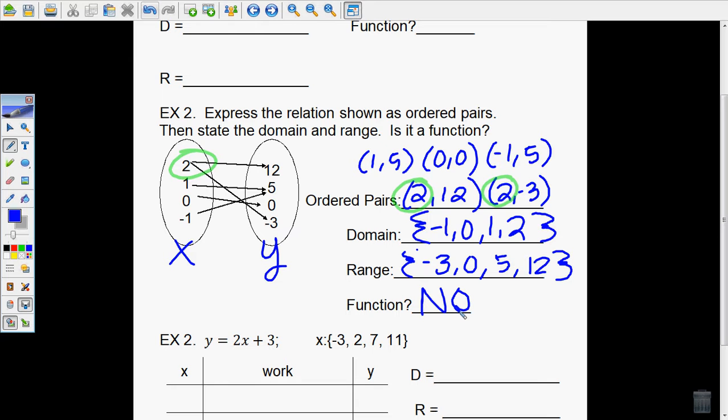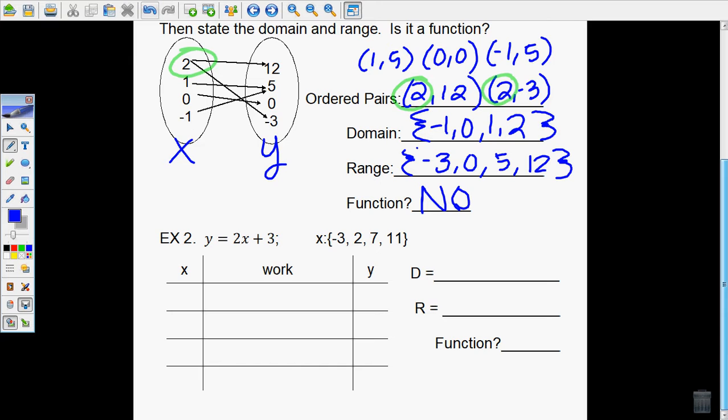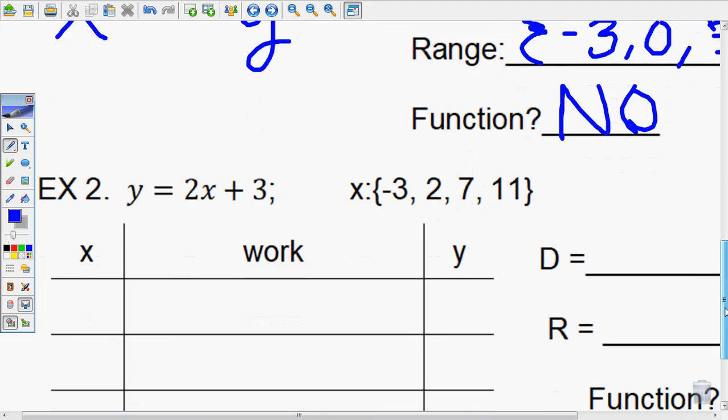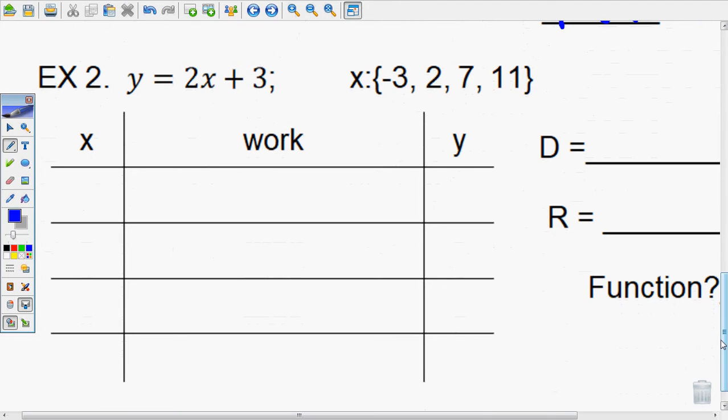Good? Okay, so now we're going to have to find our range given our domain. So they're going to give us our domain, but we have to find our range. Our domain is given to us: -3, 2, 7, and 11.